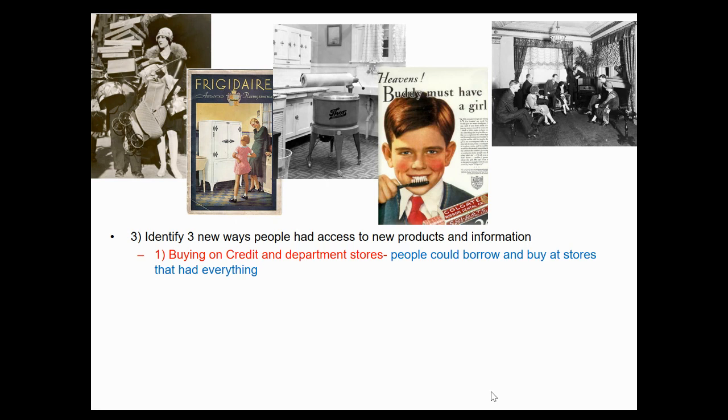Is people can now buy items on credit, or they could also go to department stores and purchase with credit as well there too, right? So you could buy now and pay back later. So Americans could now, for the very first time, afford the things that only the wealthy could before.